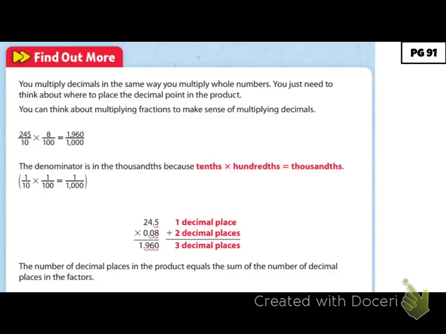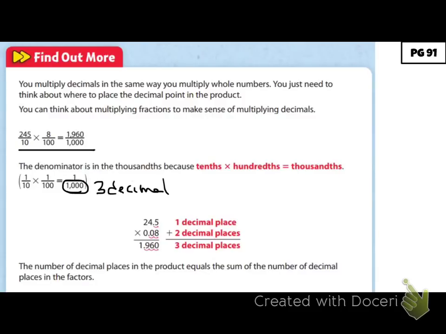Okay, so finding out more. You multiply decimals in the same way you multiply whole numbers. You just need to think about where to place the decimal point in the product. You can think about multiplying fractions to make sense of multiplying decimals. So here you can see that we multiplied our two fractions to get our answer. So that way we knew how many places to move our decimal. So when we multiplied them out, you can see we knew it was our thousandths. Well, for our thousandths, I said it was 3 decimal places.